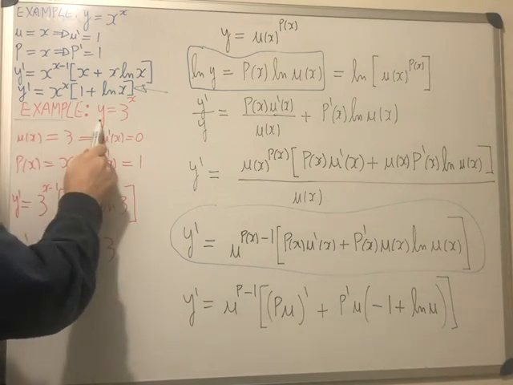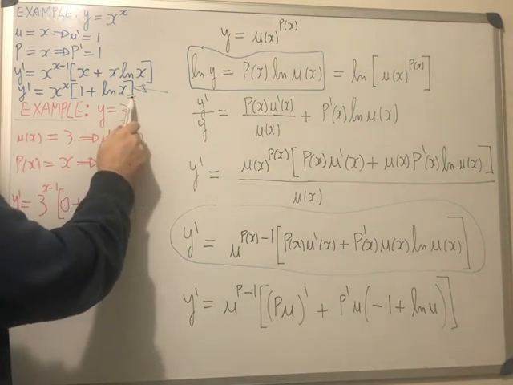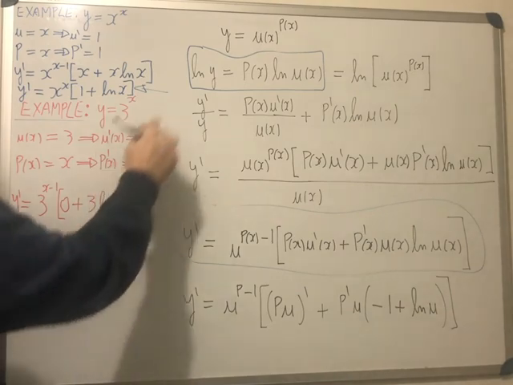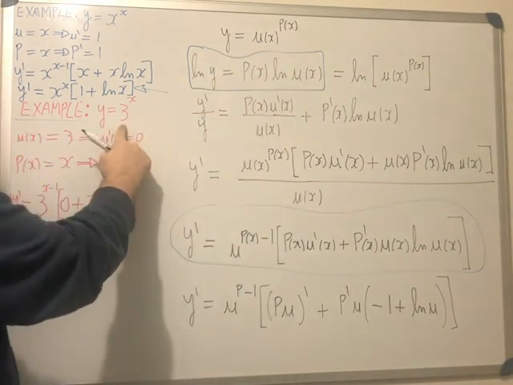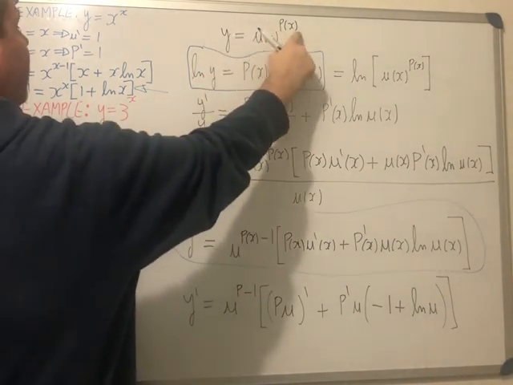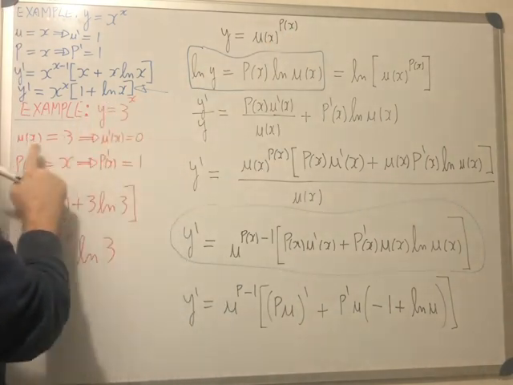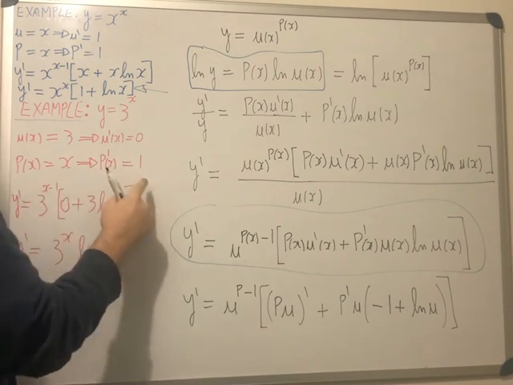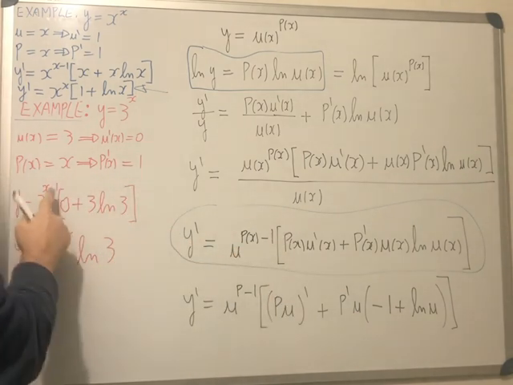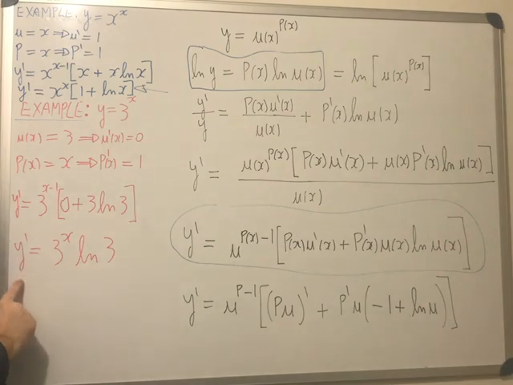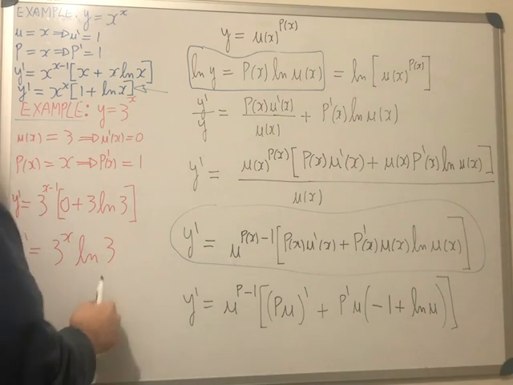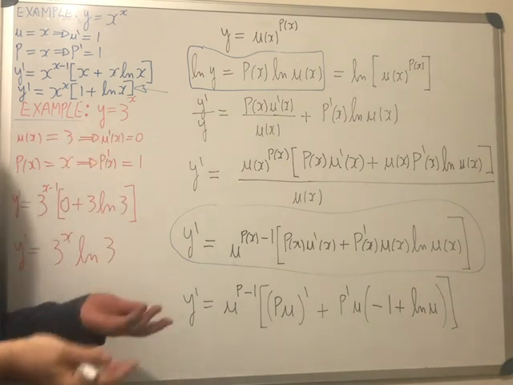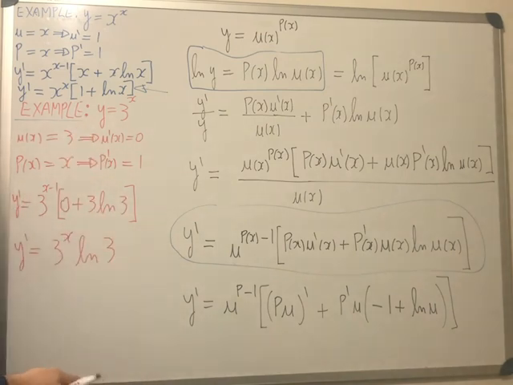Another example, y equals 3 to the power x. Again, u of x is just a constant function 3. P of x is x. So u equals 3, the derivative is 0. P is x, the derivative is 1. We apply the formula and we end up with y prime is 3 to the power x, natural log of 3.